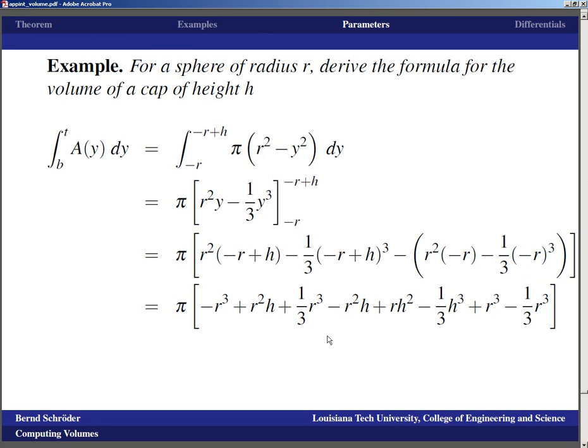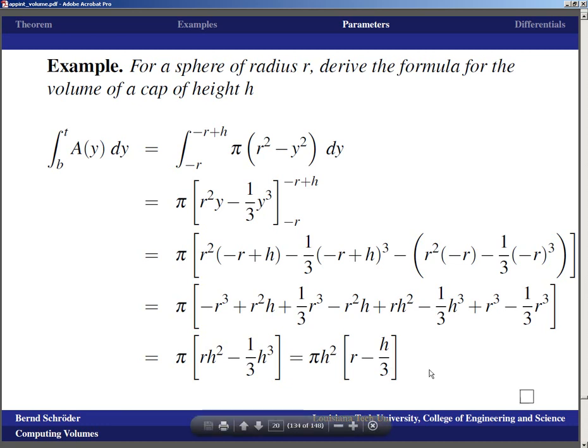Now we combine all that, and what do we get? The negative r cubed and the r cubed go away, the 1/3 r cubed and the negative 1/3 r cubed go away, so there's no r cubes. We've got an r squared h and a minus r squared h, so that goes away. And that means we're just left with rh squared minus 1/3 h cubed, and of course we've got the pi out front. So that's pi times rh squared minus 1/3 h cubed. And if we factor out an h squared, we end up with pi h squared times r minus h thirds. And that is the formula for the volume of a cap of height h of a sphere of radius r.